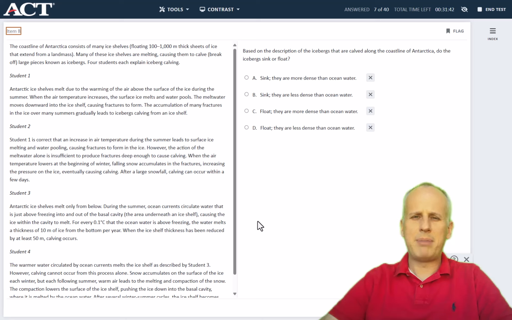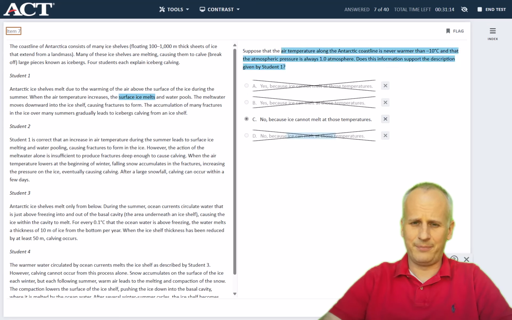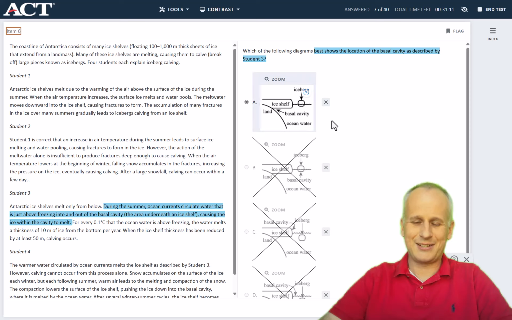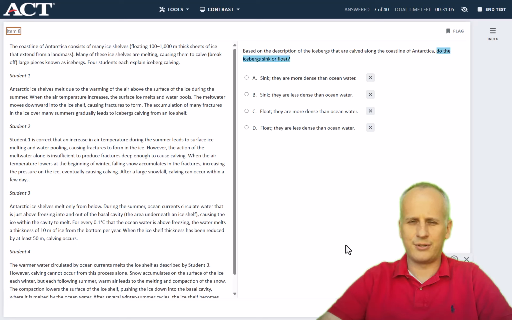Moving on to our next question. Based on the description of the icebergs that are calved along the coastline of Antarctica, do icebergs sink or float? Now, this is one of those situations where, if you have some basic outside science knowledge, you could be really fast at working through this because it doesn't matter whether we're on the coastline of Antarctica or not. It's whether or not an iceberg will float in the ocean. If we go back to our little diagram here, you can actually see that the iceberg floats in the diagrams that have been presented. So if you remember that, you can get this answer correct almost immediately.